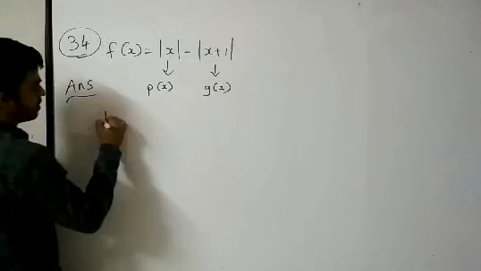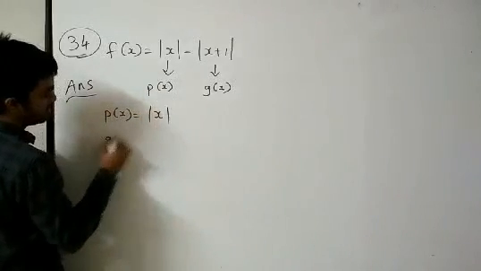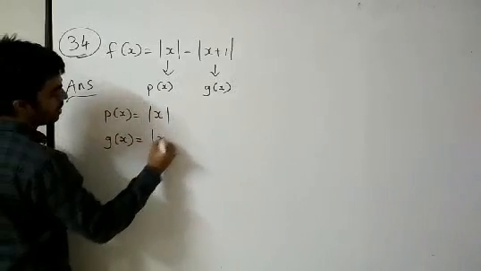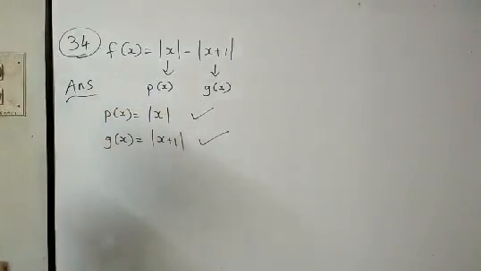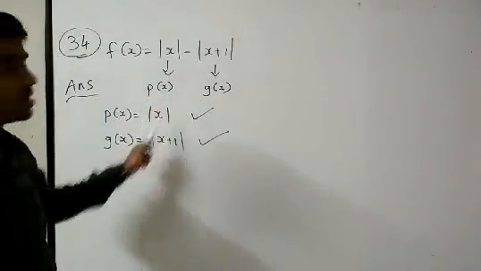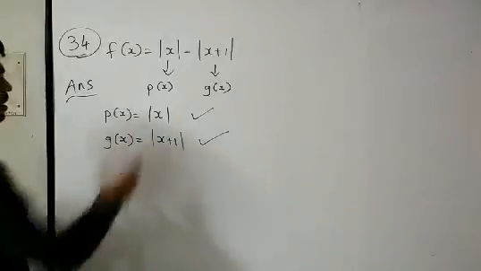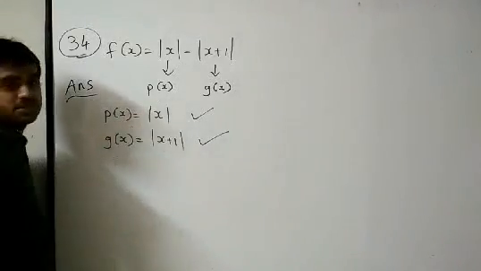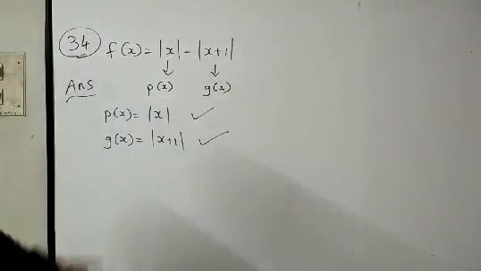Now listen, p of x is what? Modulus x. G of x is what? Modulus x plus 1. These both are continuous, right? Modulus x is continuous. Modulus x plus 1 is also continuous. So if you subtract both continuous functions, then you are going to get continuous function. That's it. That is our answer.